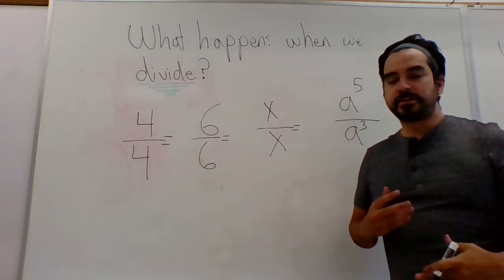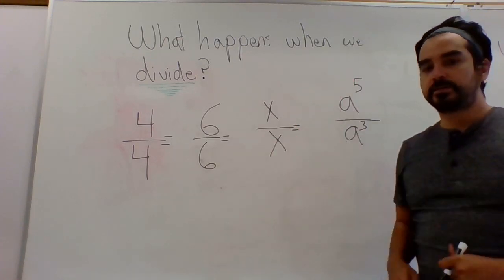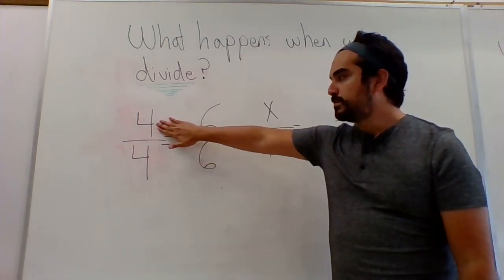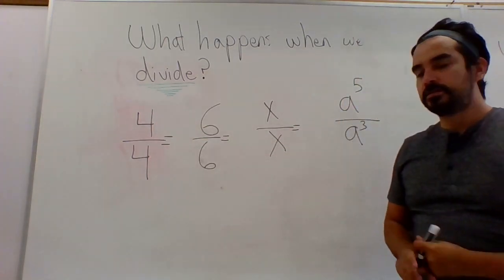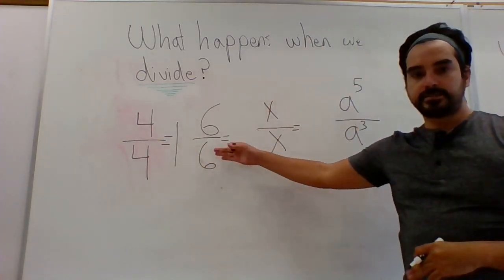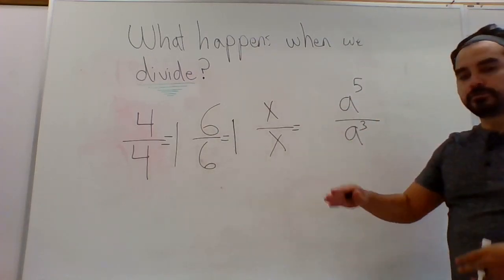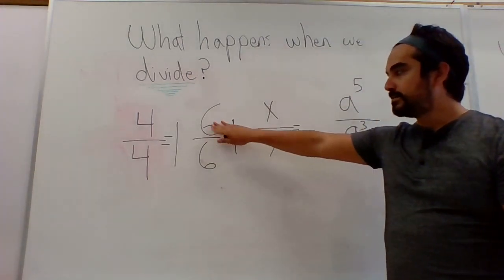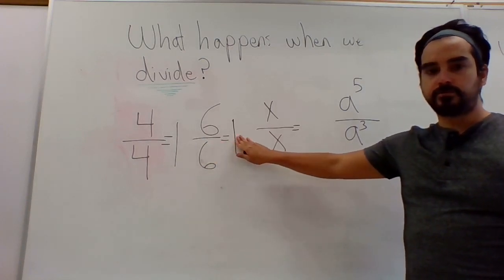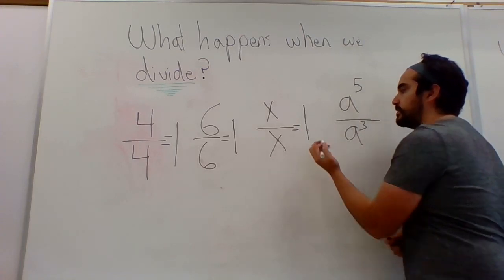All right, everybody. Now let's talk about division. What happens when we divide? So we know 4 divided by 4 is 1. 6 divided by 6 is 1. So far we learned that anything divided by itself is going to equal 1.